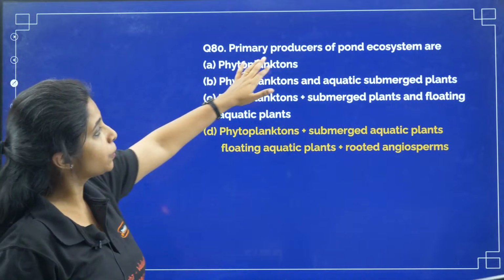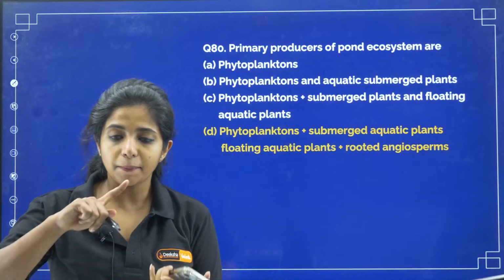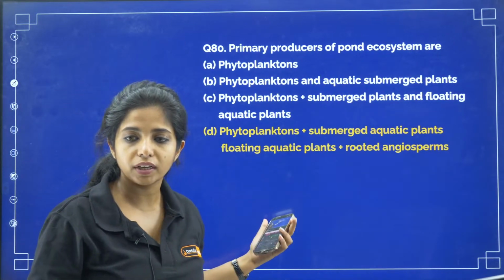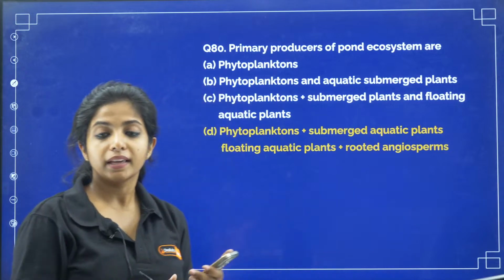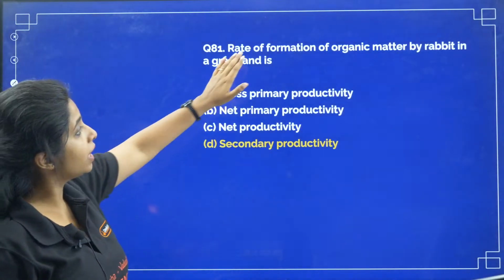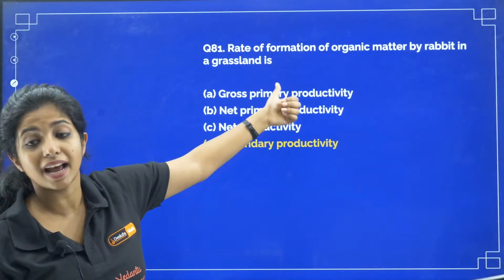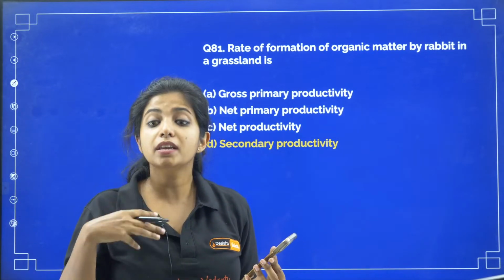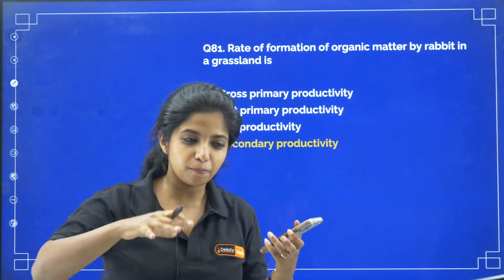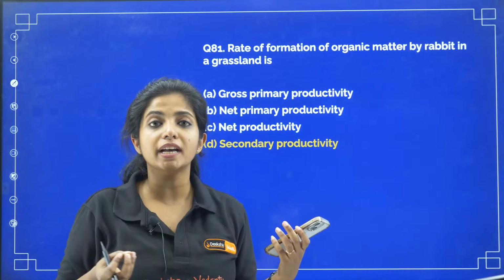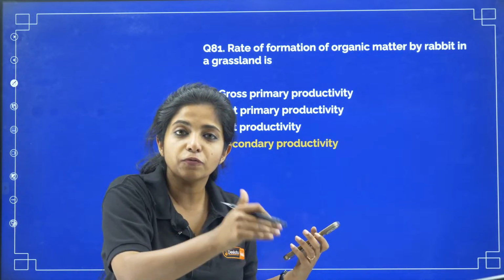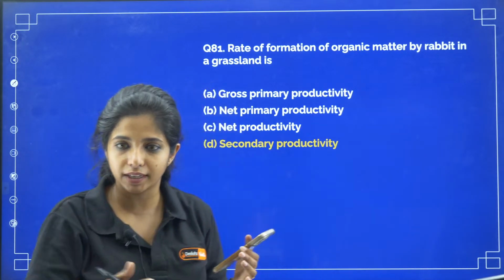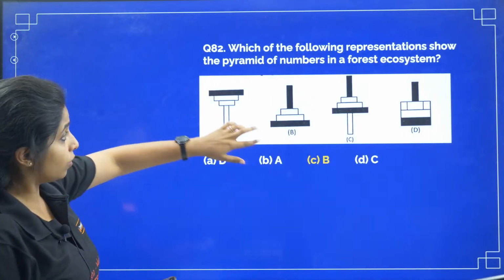Going ahead, primary producers of pond ecosystem, my dear children. It can be phytoplankton, submerged aquatic plants, floating aquatic plants, rooted angiosperms, all of them can be primary producers. Going ahead, rate of formation of organic matter by rabbit in grassland is known as? Rabbit is not the producer, but the consumer. So when the plants produce something, you call it primary productivity. Now when the organism feeding on it produces something, you call it secondary productivity. Always remember that.